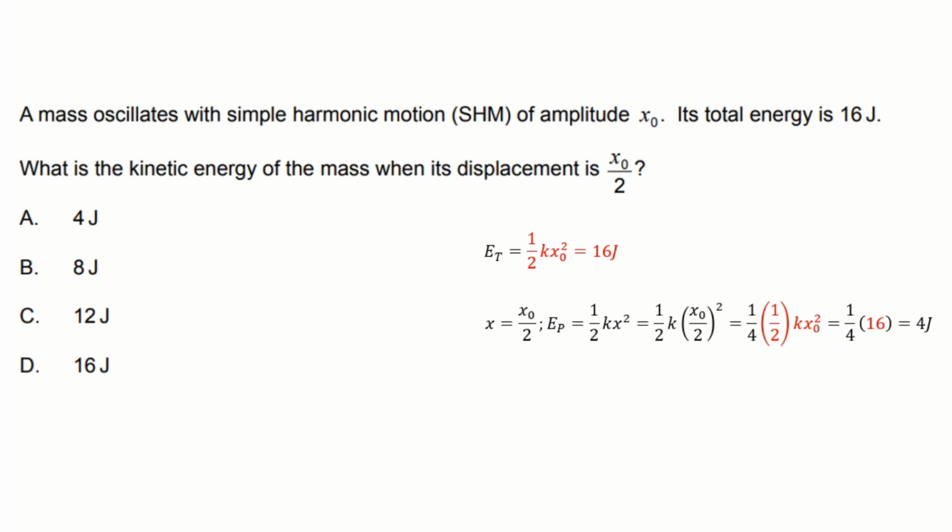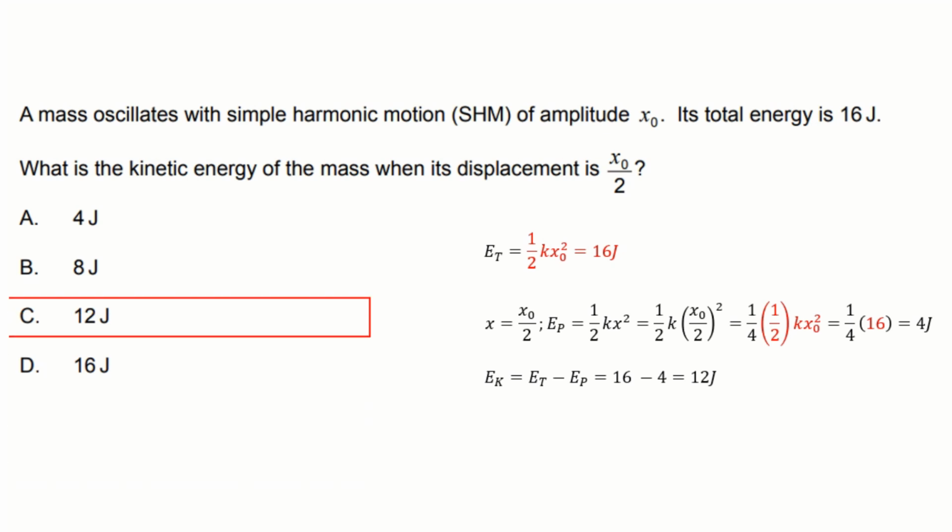Okay, now the kinetic energy is simply the remainder. We have a total of 16, we've got potential energy, which is 4, and so therefore my kinetic energy is simply going to be the difference between those two, and that our answer is going to be 12 joules.